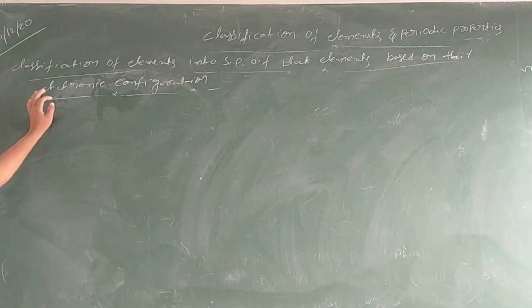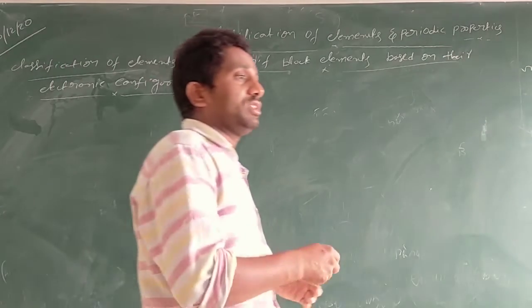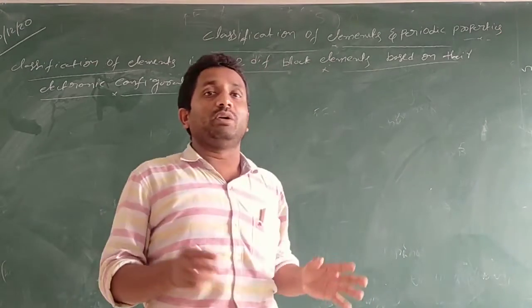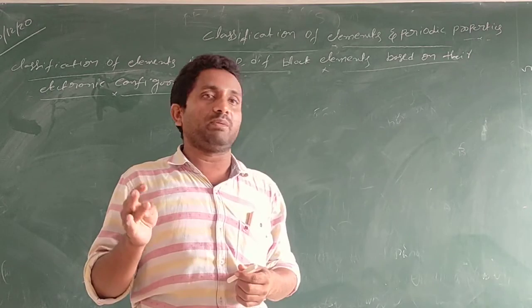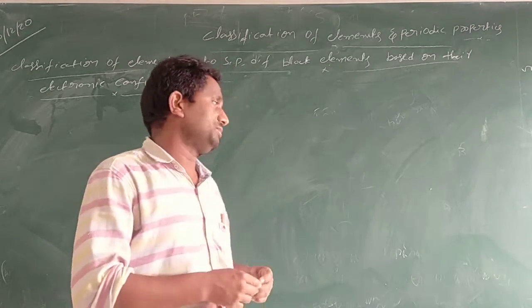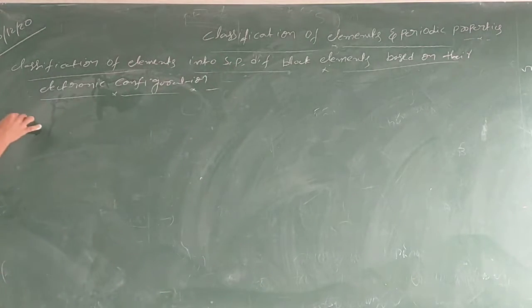Classification of elements into S, P, D, F blocks based on their electronic configuration. We already know the periodic table is classified into 4 blocks: S block, P block, D block, F block. So, this is the diagram.